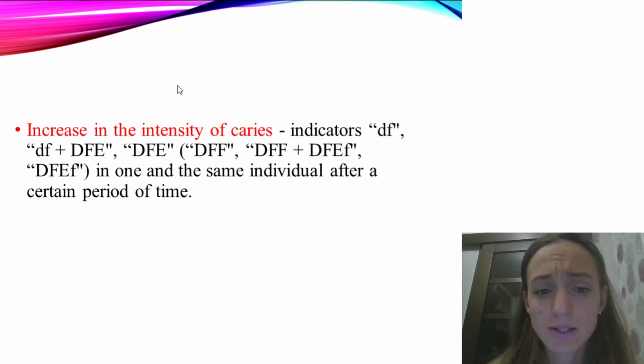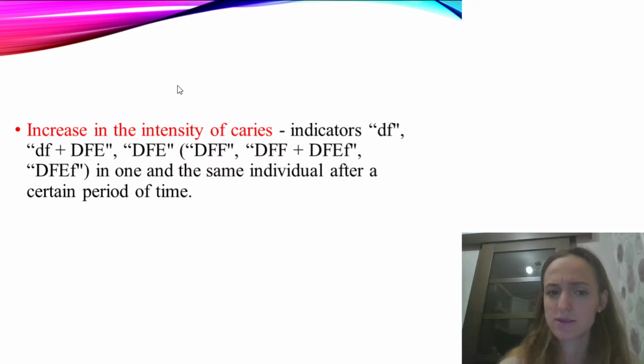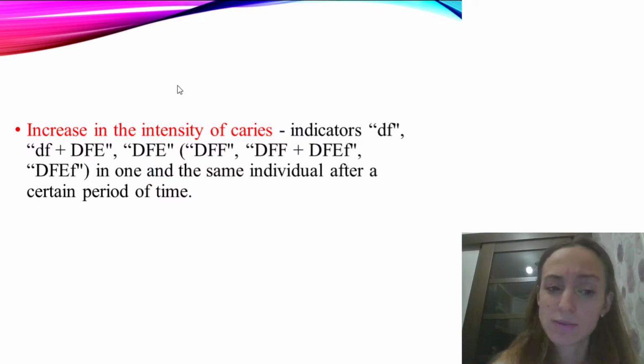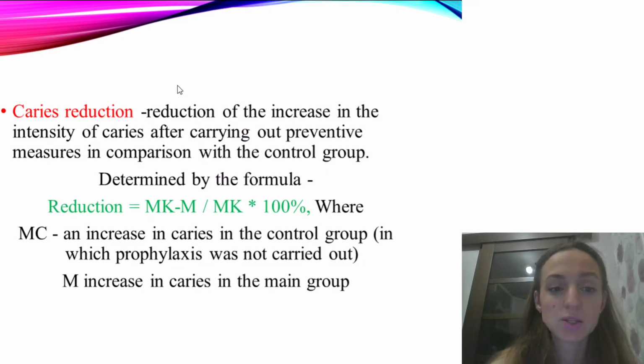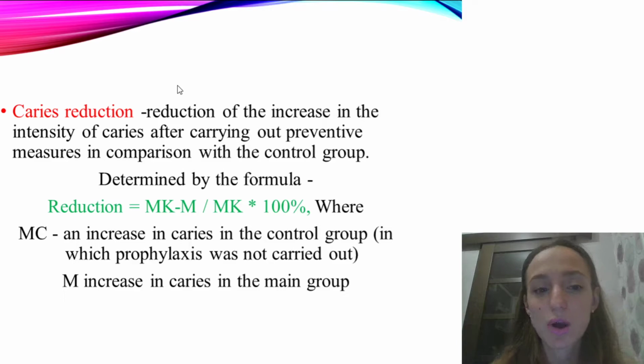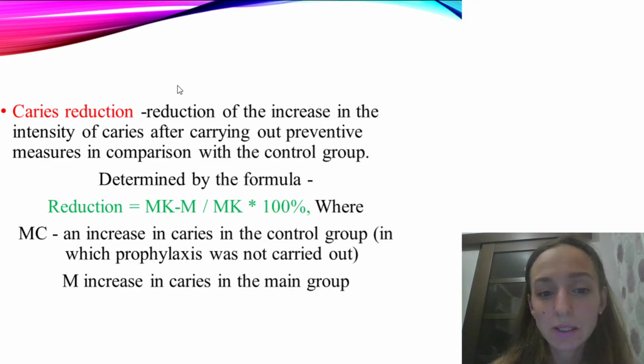Next one, the increase in the intensity of caries is the indicator in one and the same individual after a certain period of time. I think you understand DFE plus df. If you have some questions, you can write your questions in Google Classroom, and then we will speak about your questions. So, caries reduction is the reduction of the increase in the intensity of caries after carrying out preventive measures in comparison with the control group.